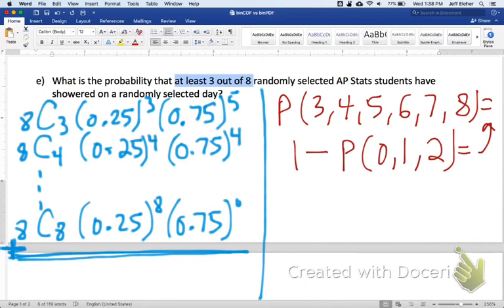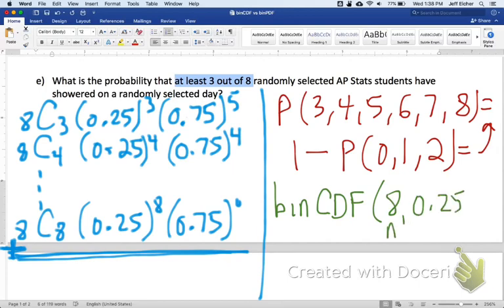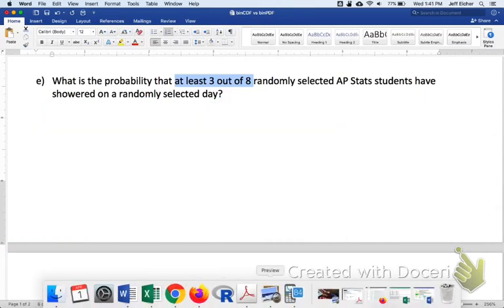And that might help you read it that way, because then it can tell you when you're using BinomCDF, you have 8 as your n, you're going to have 0.25 as your p, and the x is the highest number of successes you want it to calculate, and the highest number we want it to calculate is 2. And then we do 1 minus that answer to get our answer. So let's check that out on the graphing calculator.